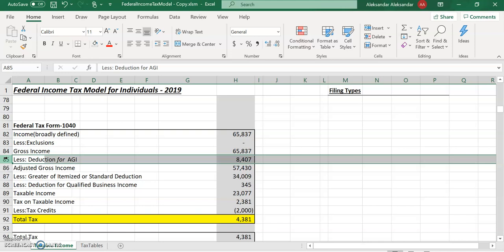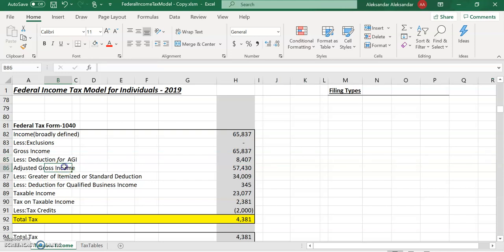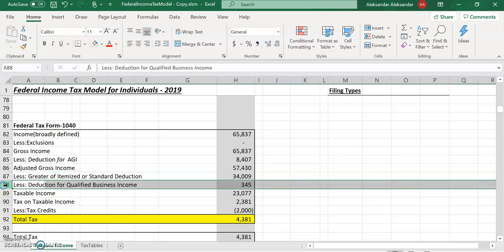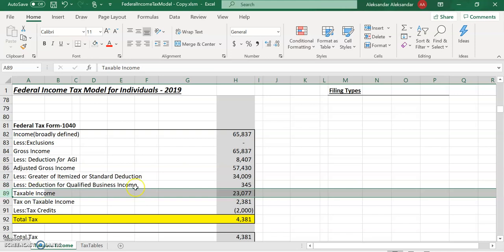Less deductions for AGI. This is where our health savings account and IRA accounts play in. And we arrive, as we said, at adjusted gross income. Here we take the deduction that suits us best. In this case, it's itemized deductions because we had a huge medical expense in our example. We are also entitled to a deduction for the small business, and once we deduct that, we arrive at taxable income.